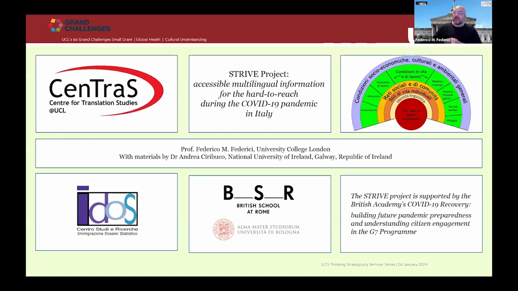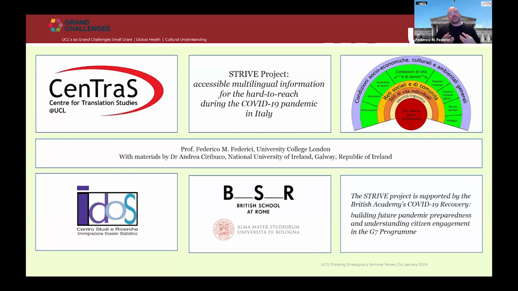And the British Academy COVID-19 recovery scheme was about building future pandemic preparedness. So on my side, I had been working on risk communication and preparedness for a number of years, and Andrea had been working quite a lot with Italian NGOs in migrant context in Italy.